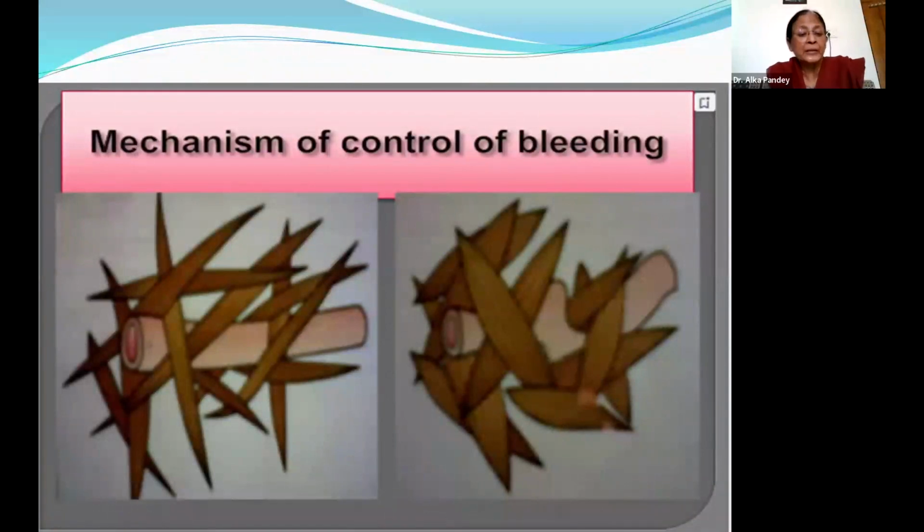So here you can see the arteriole is passing through the crisscross muscle fibers. And when the muscle retracts, what happens? This arteriole is also trapped and it also contracts, and thus bleeding is stopped. Next.